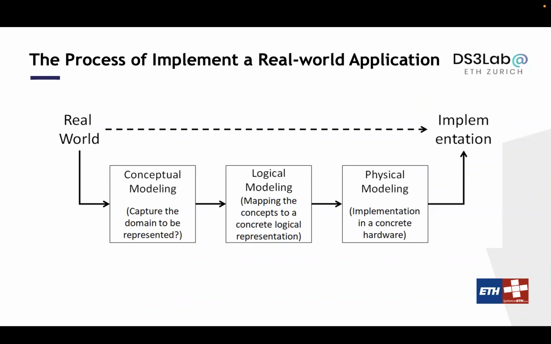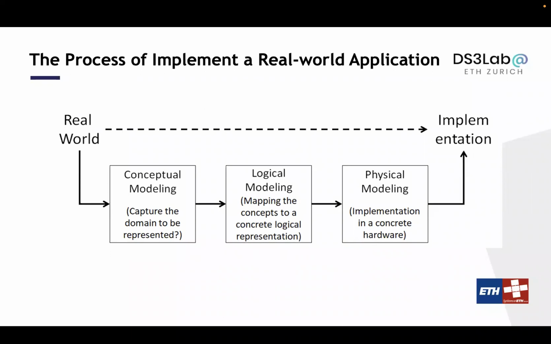And the second phase is something that we call logical modeling. You are going to take as input this conceptual model of the real world and try to map those concepts into a concrete logical representation. So here by logical representation, what we have in mind is actually your relational model. This is the part where you take as input everything you want to model in the real world and map it into a concrete relational model schema.